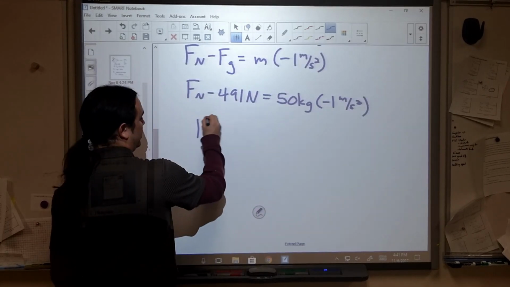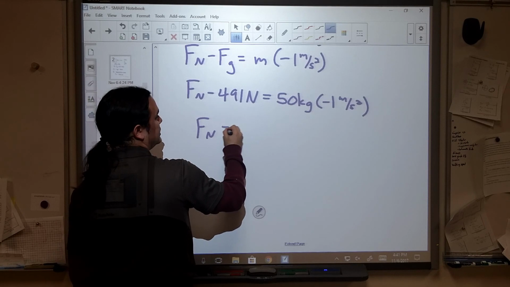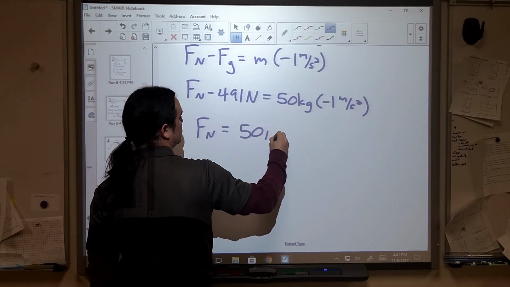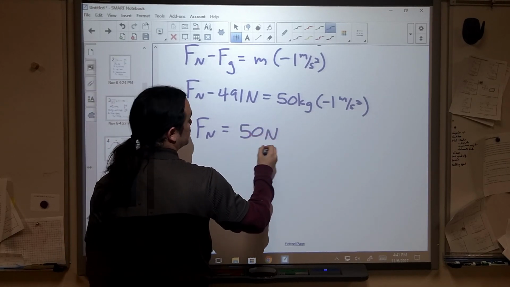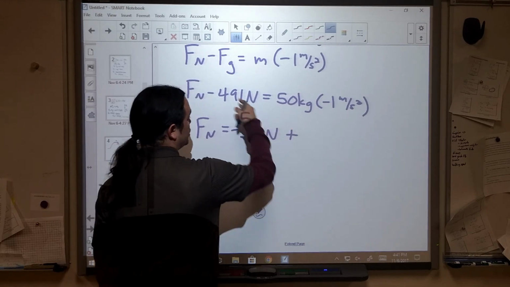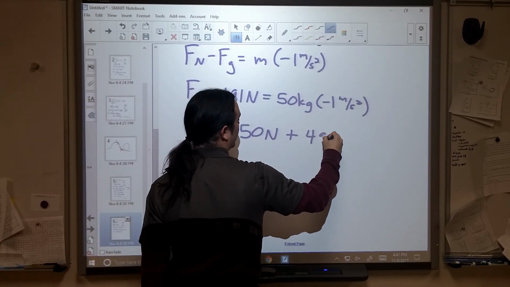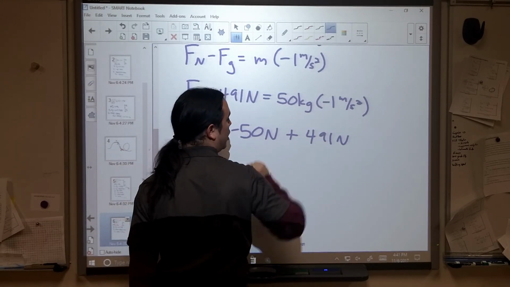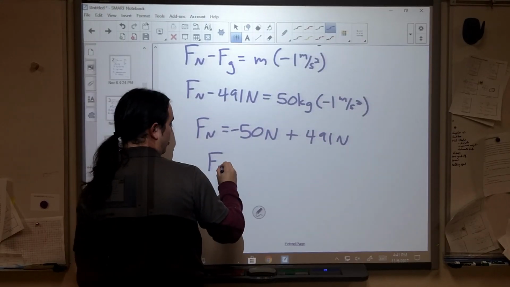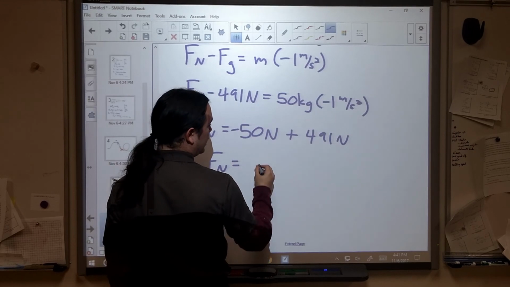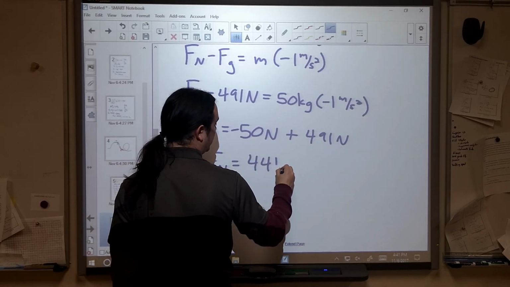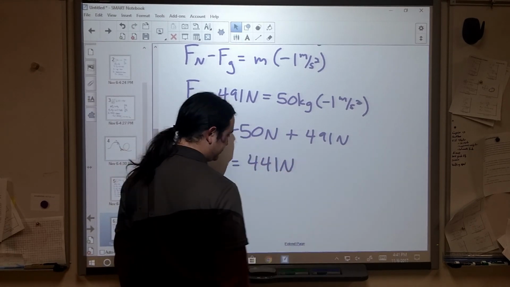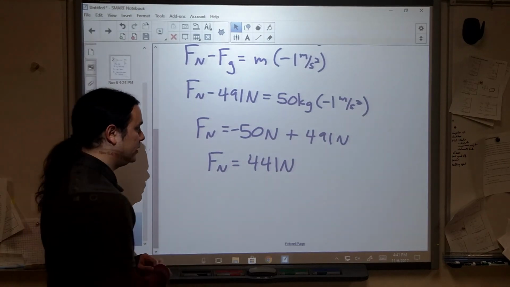We end up with the following. Our normal force is equal to negative 50 newtons, plus 491 newtons. Negative because the acceleration is negative 1 meter per second squared. Our normal force this time will read 441 newtons. It will read a little bit less.